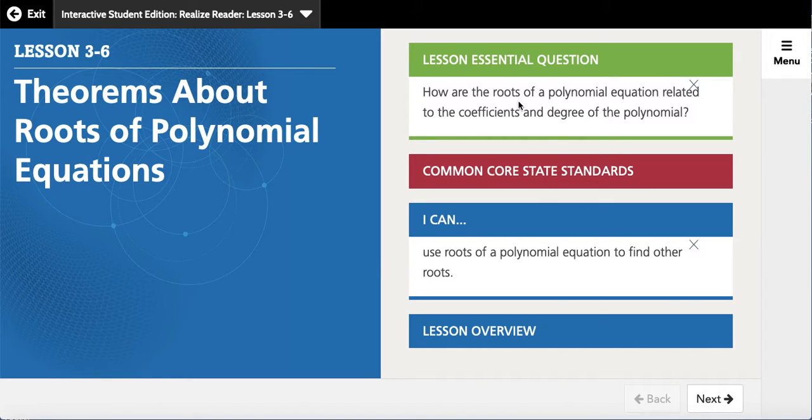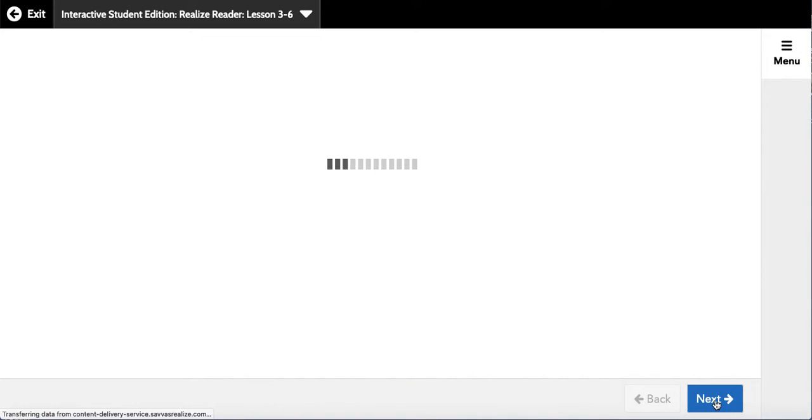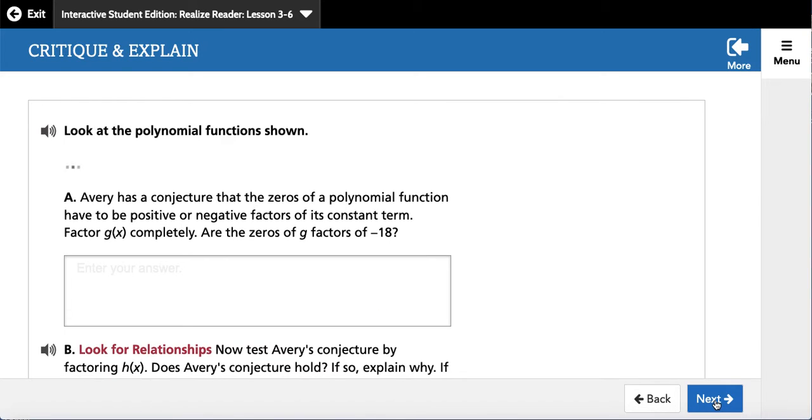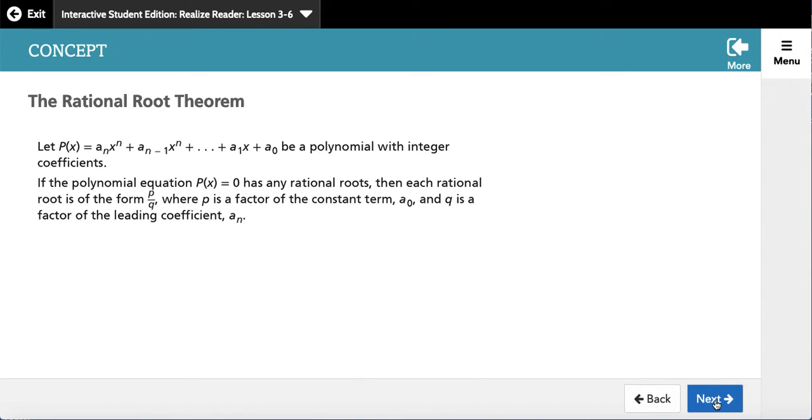Essential question is, how are the roots of a polynomial equation related to the coefficients and the degree of the polynomial? And we're going to use roots of a polynomial equation to find the other roots. We're going to be able to find roots for cubic, quartic, quintic functions. It's not going to matter. It may take a while, but we can find them.